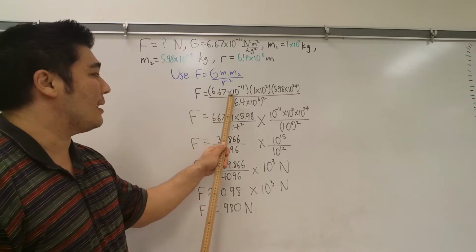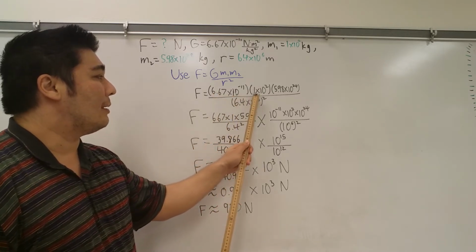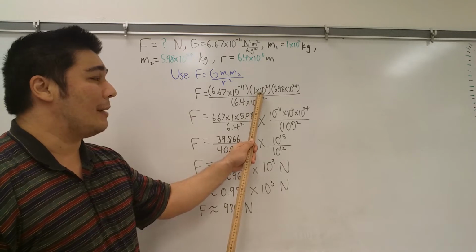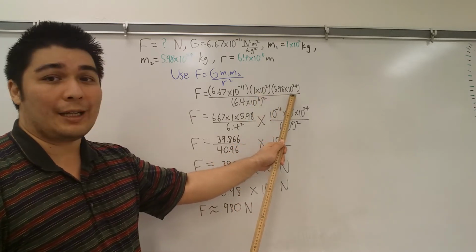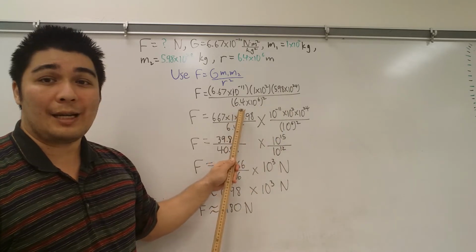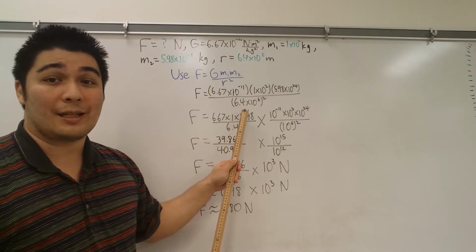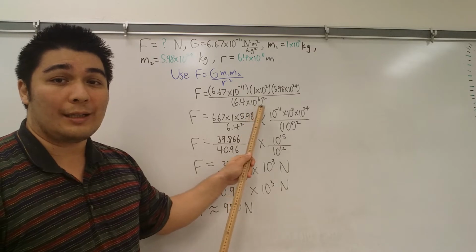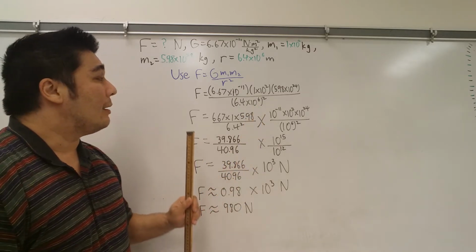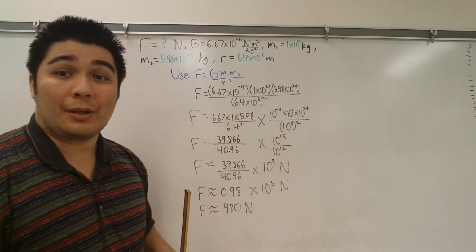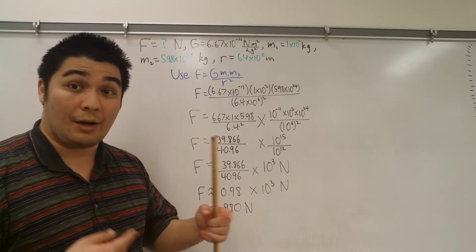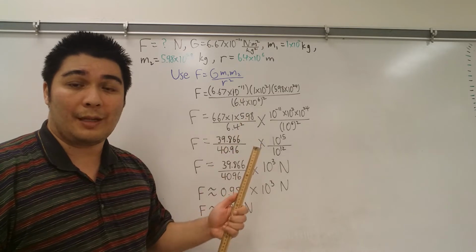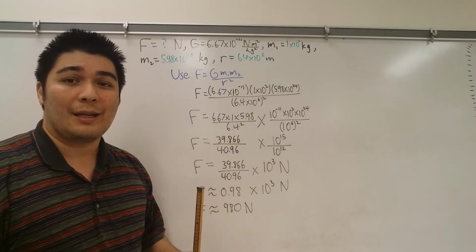So G is 6.67 times 10 to the negative 11th. My M1 is my mass, which is 1 times 10 to the second. M2 is 5.98 times 10 to the 24th, and the radius is 6.4 times 10 to the 6. Don't forget that this whole quantity is squared. Notice also that I'm using the shortcut method, which I've referred to in previous videos. So if you're wondering why I didn't put in my units, it's because I'm using the shortcut method.